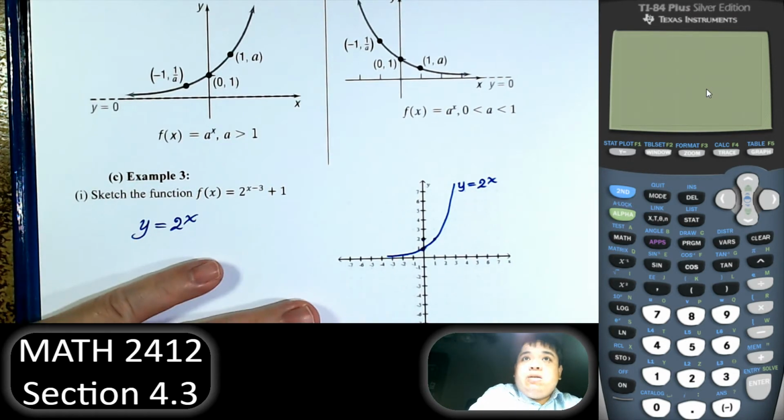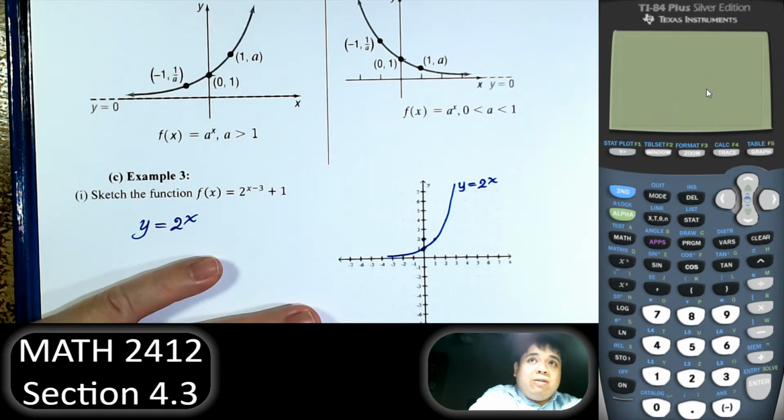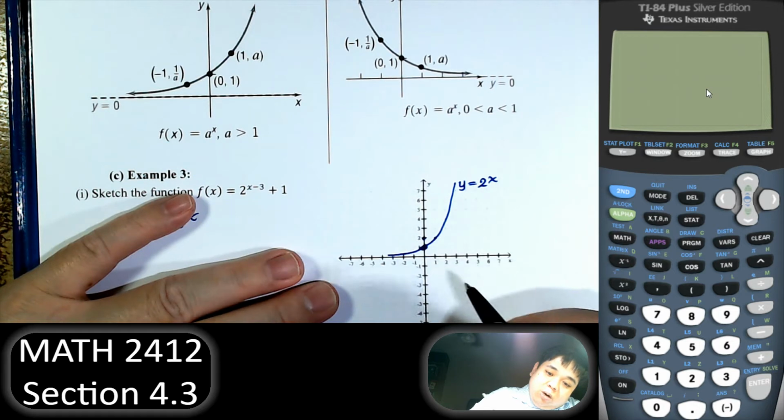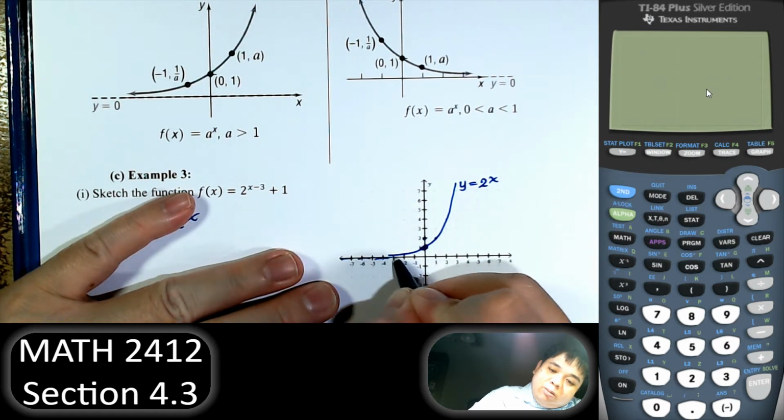So that is the basic function, right? To graph an exponential function, we need two things. First, the point (0, 1), and then the horizontal asymptote.